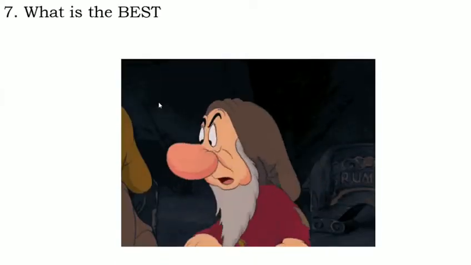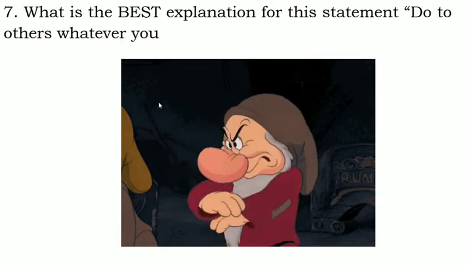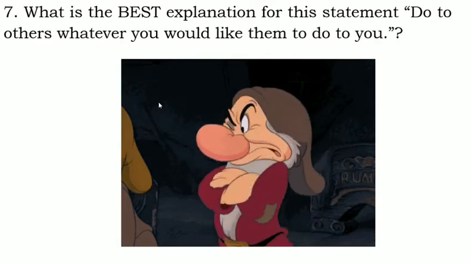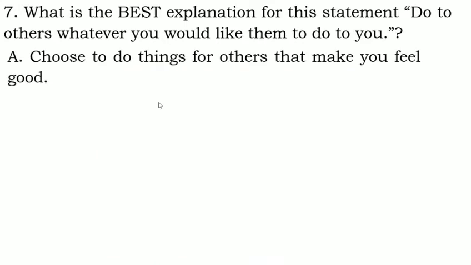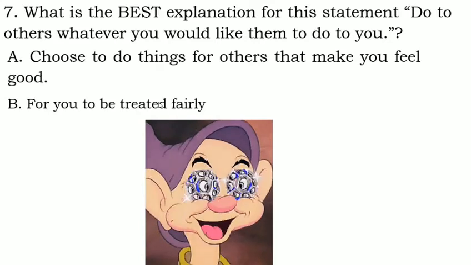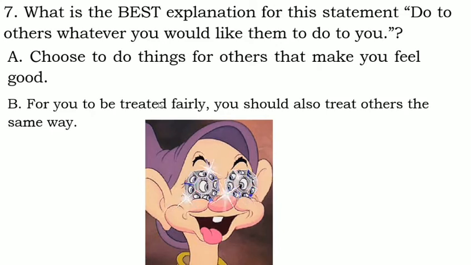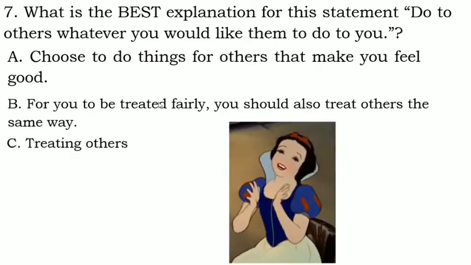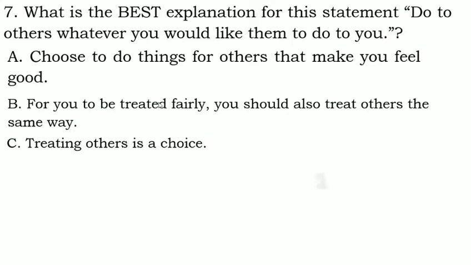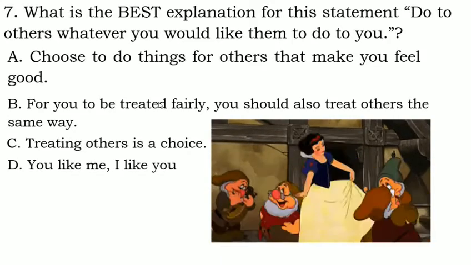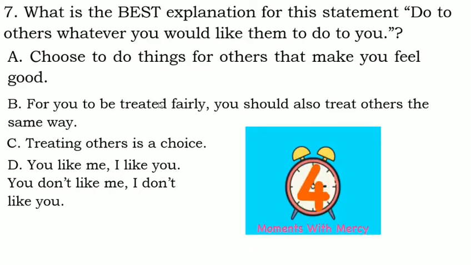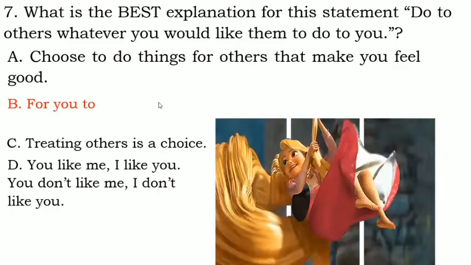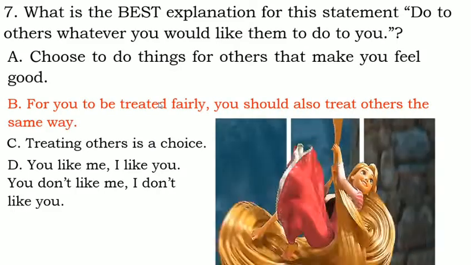Next, number 7. What is the best explanation for this statement? Do to others whatever you would like them to do to you. A. Choose to do things for others that make you feel good. B. For you to be treated fairly, you should also treat others the same way. C. Treating others is a choice. And letter D. You like me, I like you. You don't like me, I don't like you. Now the answer here is option B. For you to be treated fairly, you should also treat others the same way.